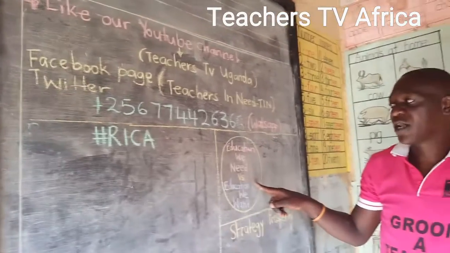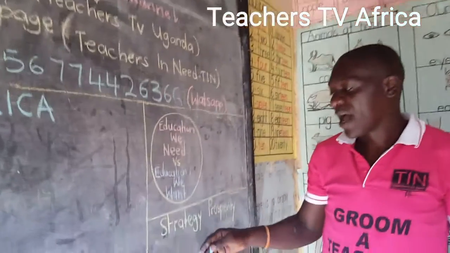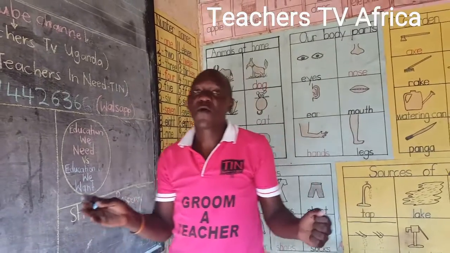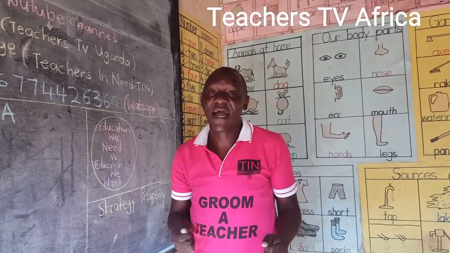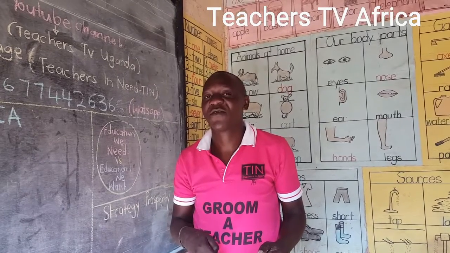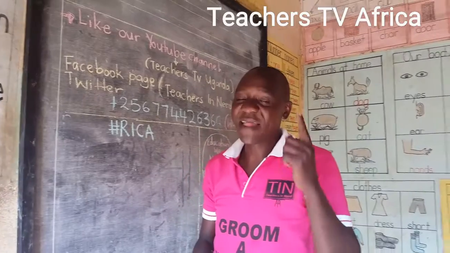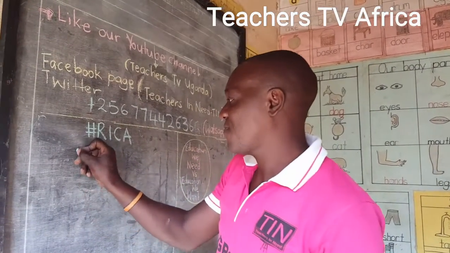Our next area, we shall be looking at the education we need versus the education we want. And finally, strategy prosperity. Simply because we believe these are the three major key areas that can enable us reach where we want to reach. Thank you. And today, we are going to look at one thing in reading. We are starting with sound T.